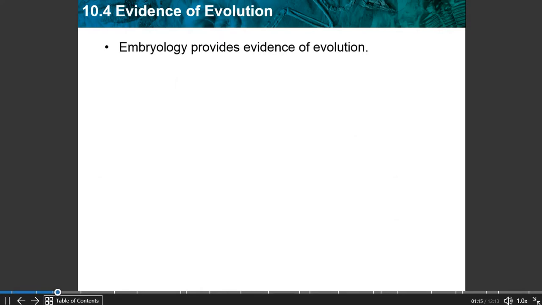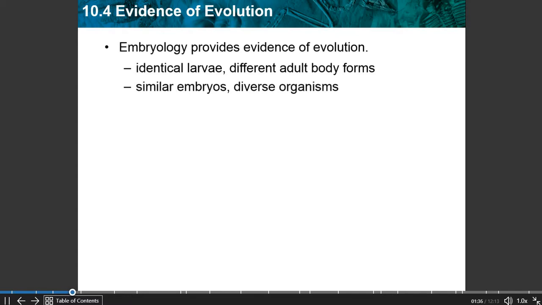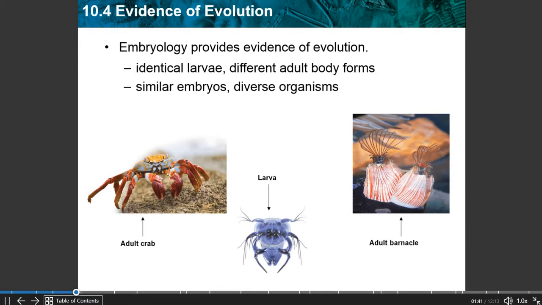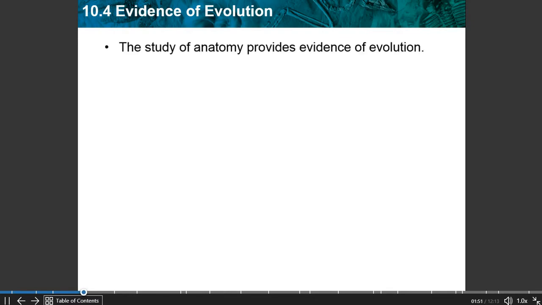Embryology is going to provide evidence of evolution. What the evolutionists go for is that the further along in embryonic development that organisms look alike, the closer the relation they would be. So you have identical larvae, different adult body forms, similar embryos, and diverse organisms. Once again, the longer they go looking alike in their development, the closer relation evolutionists would say they are.